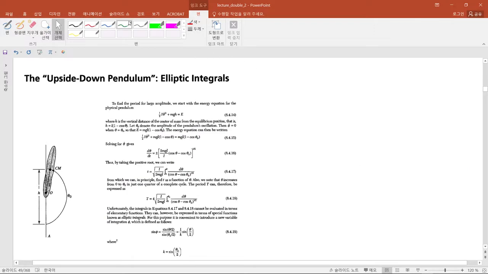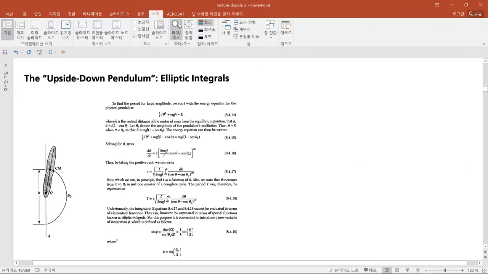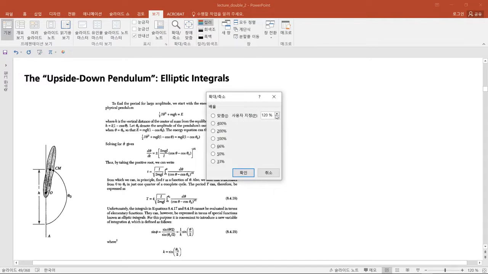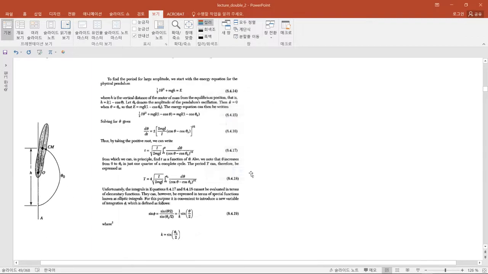Now let's magnify this. The letter is so much smaller. Oops, it's almost the same. I think we have to go with this.